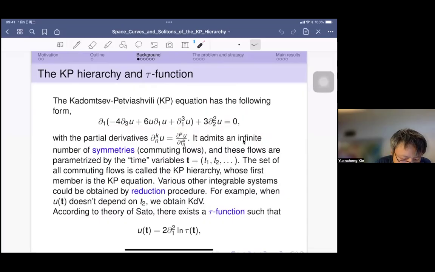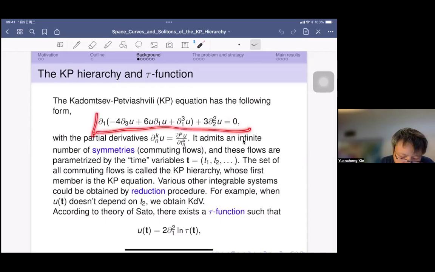This equation is remarkable as it admits infinitely many symmetries, and each continuous symmetry is parameterized by one of these time variables. If we consider all these symmetries together, then we get what's called the KP hierarchy. The KP equation is the first member of this hierarchy.